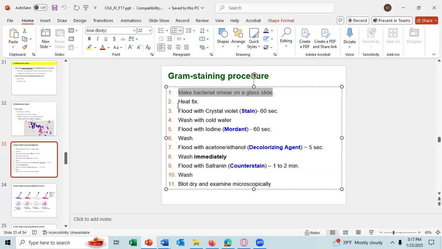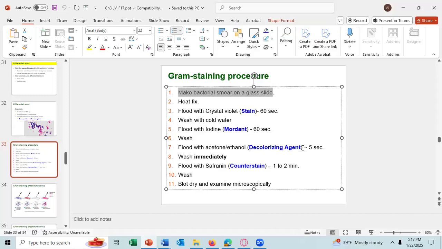And then you flood the slide with acetone ethanol decolorizing agent for about 5 seconds. That will remove the crystal violet iodine complex from the gram-negative cells, but not from the gram-positive cells. And I say about 5 seconds because what you really should do is hold your slide up. Hopefully you can see this. Can you guys see this? I'm pretending it's a slide. Well, I'm going to assume you're seeing it because nobody's answering the question.